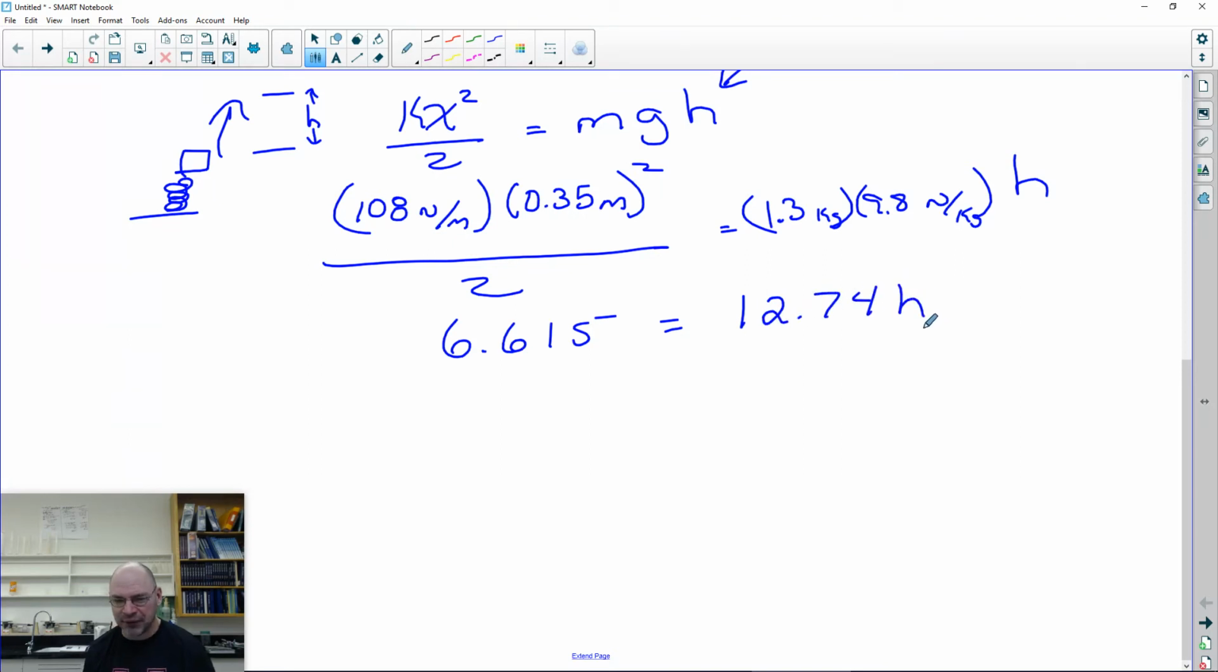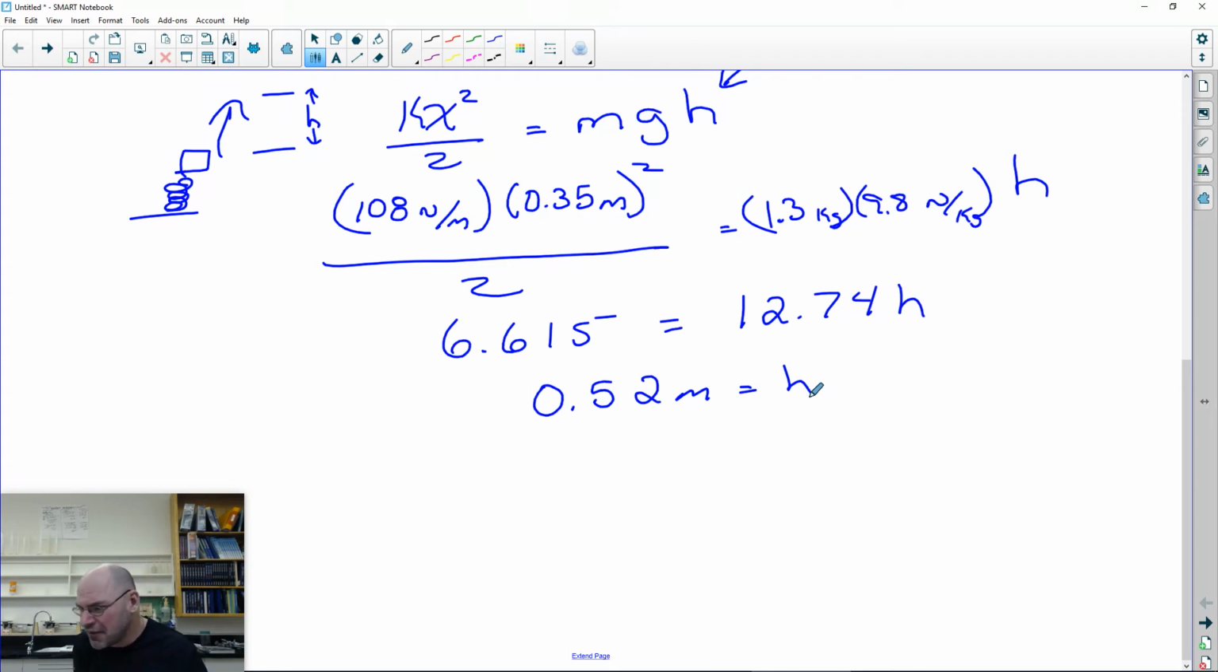Okay, now we simply divide on both sides. 6.615 divided by 12.74, and we get 0.5192. And since we're doing 2 significant figures, we'll round to 2, so 0.52 meters, or if you like, about 52 centimeters. Okay, so that was number 3, a similar one to that.